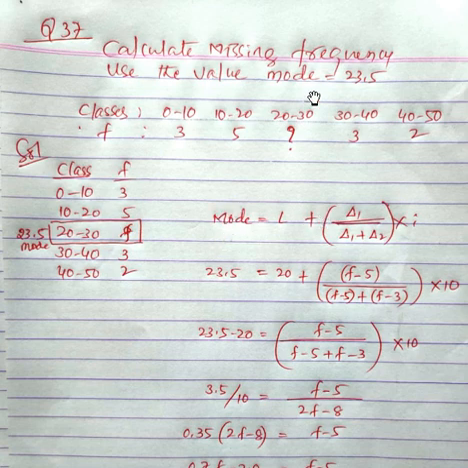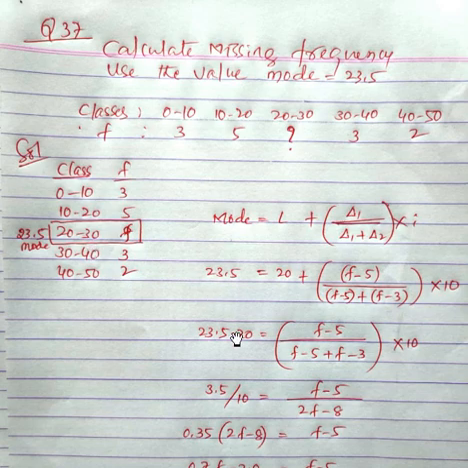So the mode is already given as 23.5. You write it here. Then L is the lower limit, 20, written here. Delta 1 means the highest frequency minus the previous frequency. This class belongs to the mode, so the highest frequency is F. Delta 1 is F minus 5. What is delta 2? Highest minus the next class. The highest frequency is the mode class frequency, so delta 2 is F minus 3. And into 10, the width of the class 20 to 30 is 10.